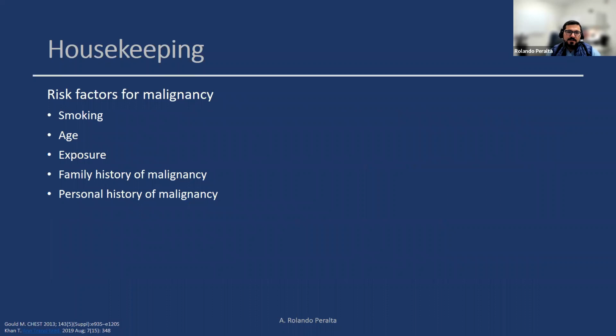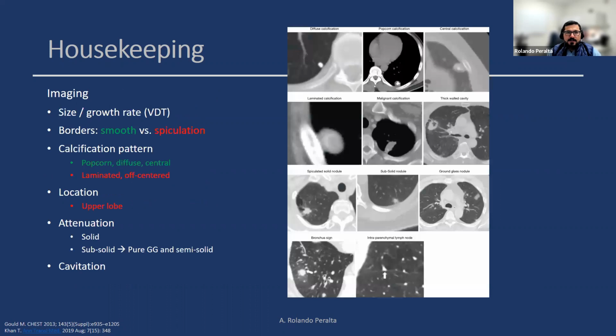Risk factors for malignancy, we all know this, so we're not going to spend a lot of time on it. Radiologically speaking, yes, the size of the lesion matters. The larger, the higher the risk of malignancy. The growth rate is very important, and we'll talk about VDT soon. Borders: smooth is good, spiculation is bad. Popcorn or diffuse, central calcification is good. Central or off-center or laminated is bad. Upper location of a nodule increases the risk of it being malignant.